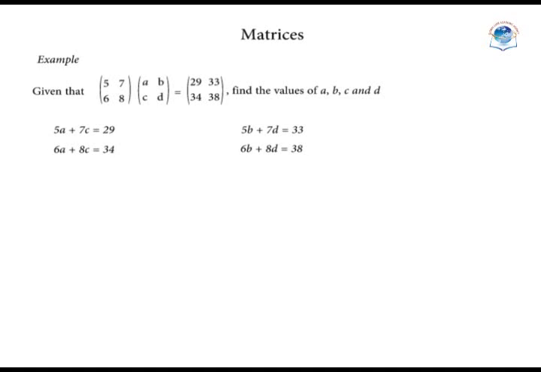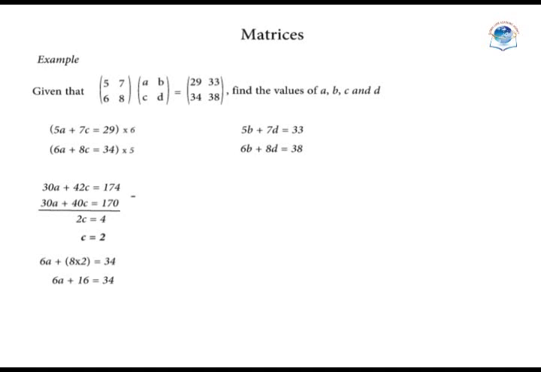Finishing the first pair, we want to eliminate A, so we multiply the first one by 6 and the second one by 5. We shall get 30A plus 42C is equal to 174, and 30A plus 40C is equal to 170. We subtract, we get 2C is equal to 4 and C is equal to 2. We substitute the value of C into the second equation. 6A plus 8 times 2 is equal to 34. 6A plus 16 is 34. 6A is 18 and A is 3.